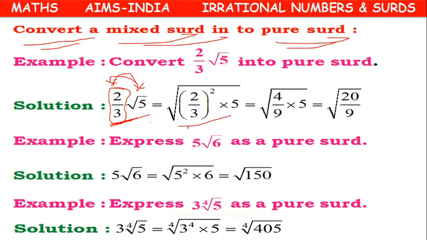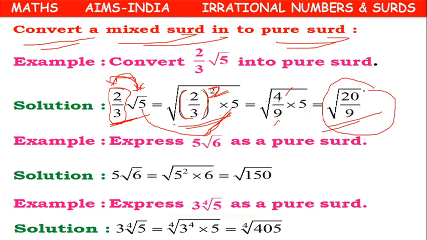As we are taking it inside the square root, how can we write it? 2 by 3 whole square. As we are taking it into the square root, for that number we have to keep a square, into what we already have there, 5. So 2 square is 4, 3 square is 9, 4 by 9 into 5. 4 times 5 is 20. Square root of 20 by 9. Now here what is the multiple, children? There is nothing, means there is 1. So it is an example of a pure surd.